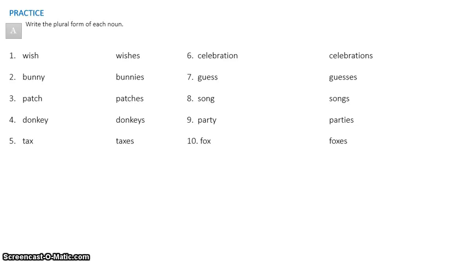So pretty easy rules to follow. You shouldn't have any problems with this. We will have a pretty easy quiz on this on Friday. However, you need to remember that spelling is going to count.